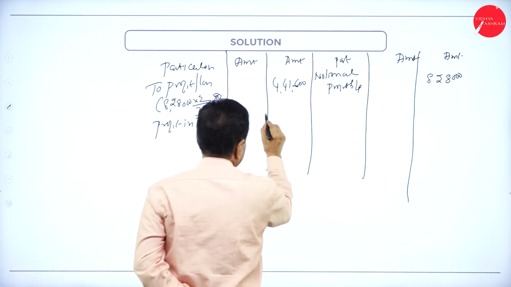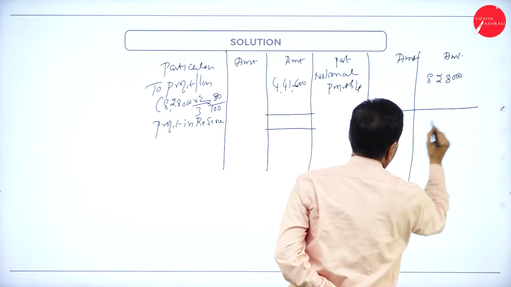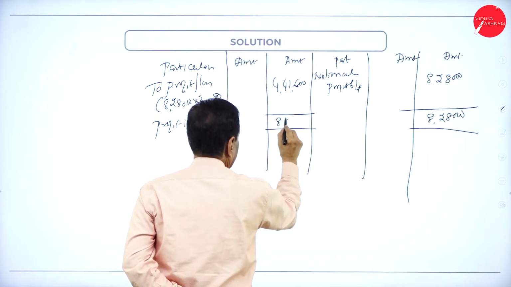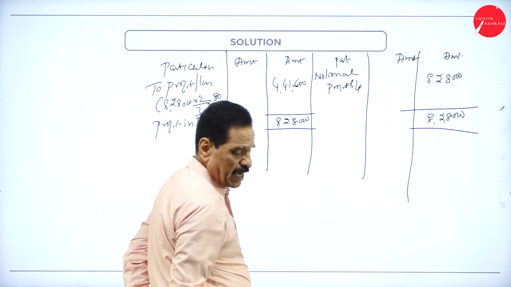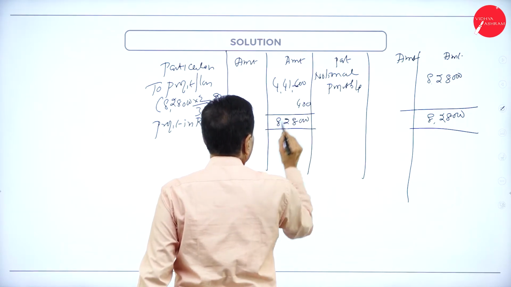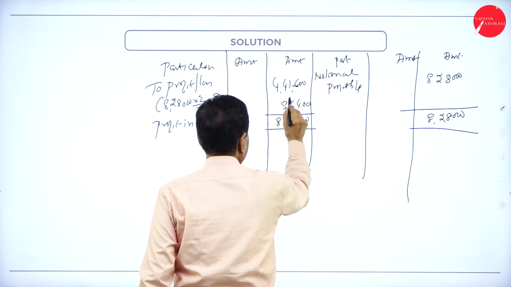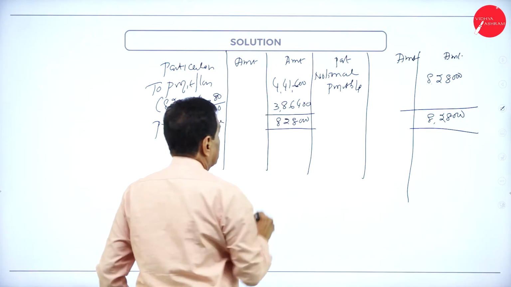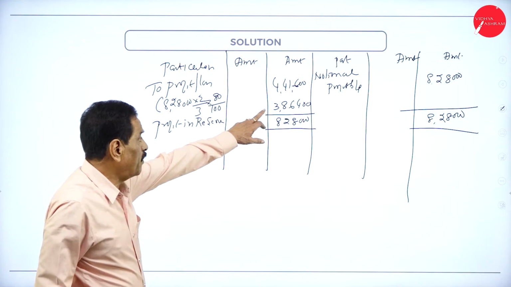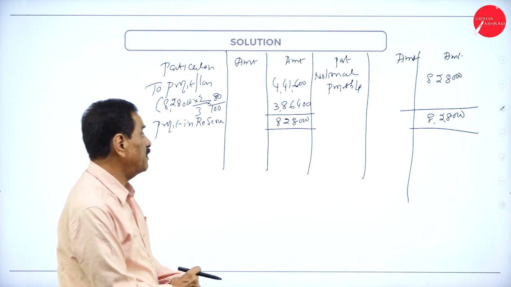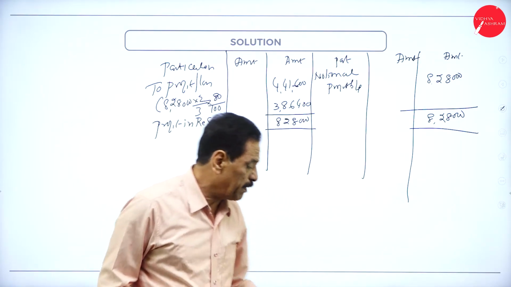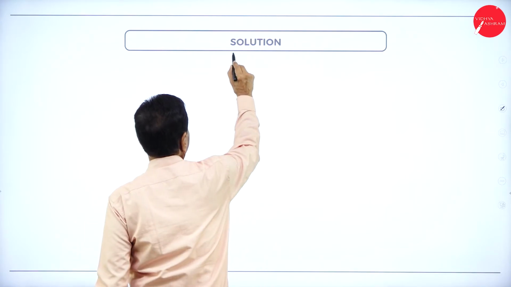Balance: 8,28,000, deduct 4,41,600, 3,86,400 profit in reserve. So how much profit has been kept aside? 4,41,600. How much kept in the reserve? 3,86,400. Now we prepare the balance sheet.